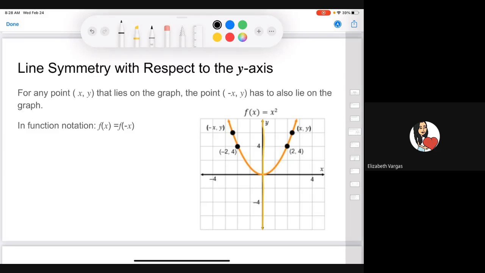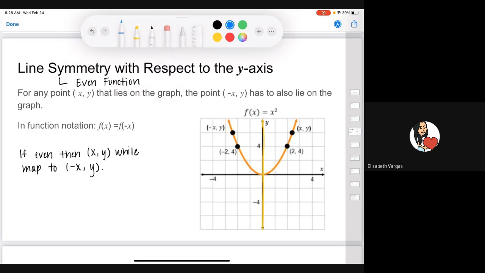So whenever we have line symmetry, we have what we know as an even function. And we know this is even, and this is how we're going to be able to differentiate between if something is even or something is odd. If it is even, then our original x, y will map to negative x, y. And so what does this mean?